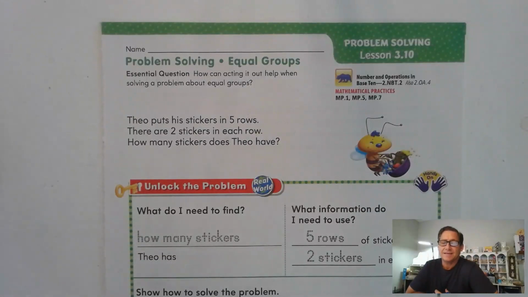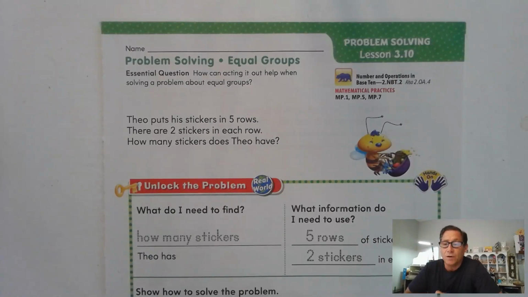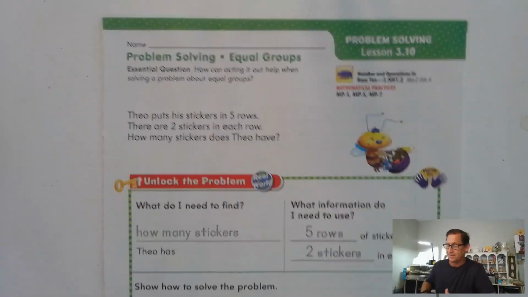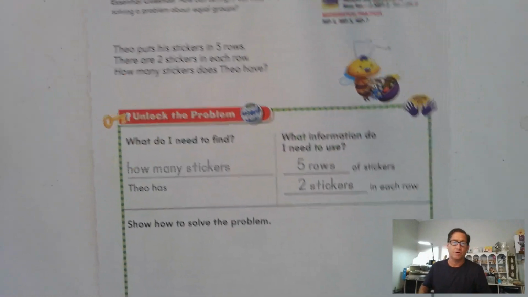Hello, everybody. In today's lesson 3.10 of the second grade Go Math textbook, which starts on page 157, we're going to be working with problem solving, and the concept is equal groups. We're going to talk about an activity called How Can Acting It Out Help When Solving a Problem About Equal Groups? When I say acting it out, I don't mean like in a play where you have a role to play. Basically, we're going to use things like counters and physically manipulate the counters to solve our problem.